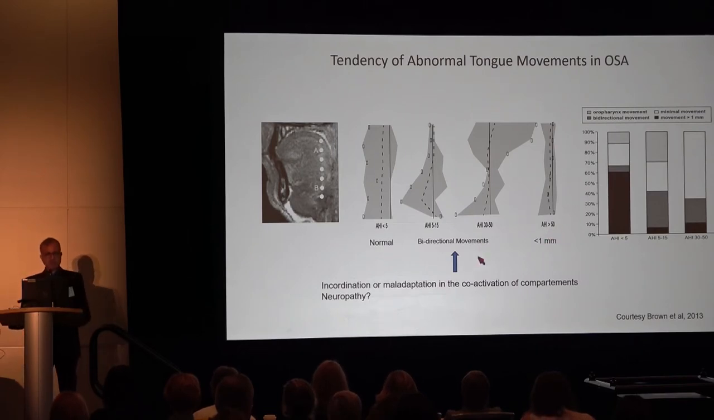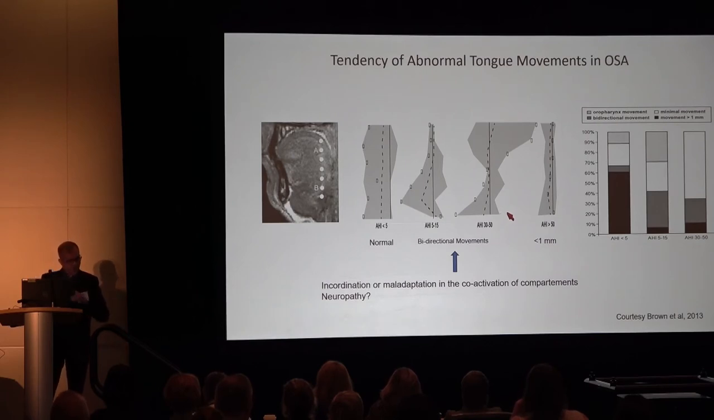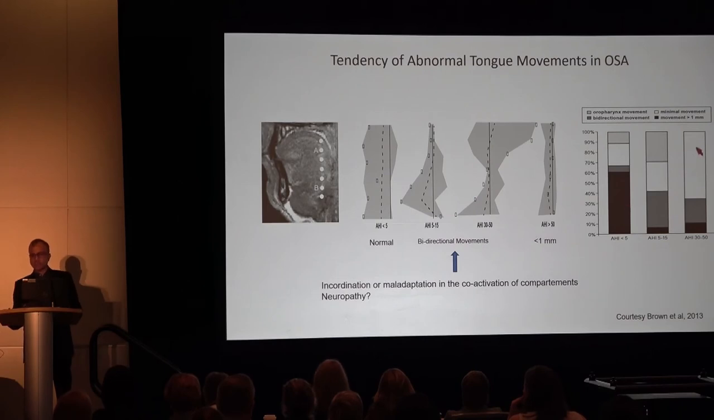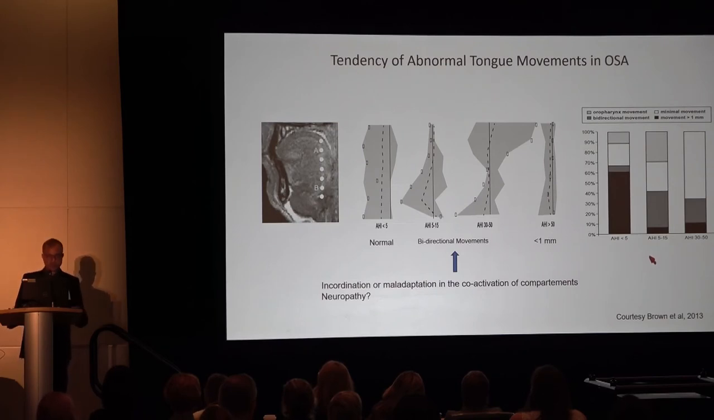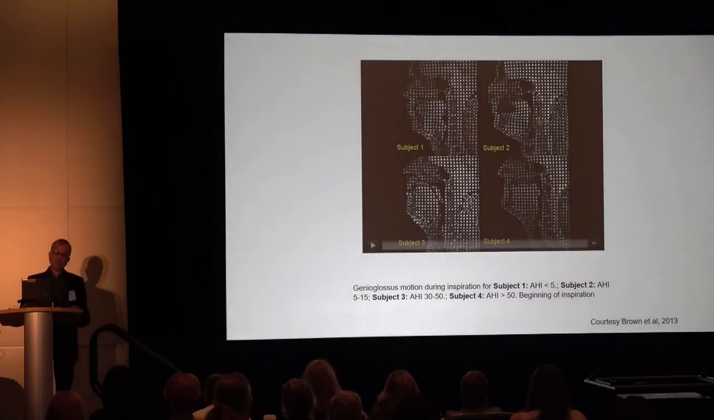In mild and moderate, we have seen bidirectional movements of the tongue, the upper part going backwards and the lower part going anteriorly, or vice versa. Here you see the blank area is minimal movement with increasing AHI, and the dark black area is normal movement. The gray area is the orofacial movement, mostly observed in mild OSA. These are the movements. You can concentrate here on the 3.